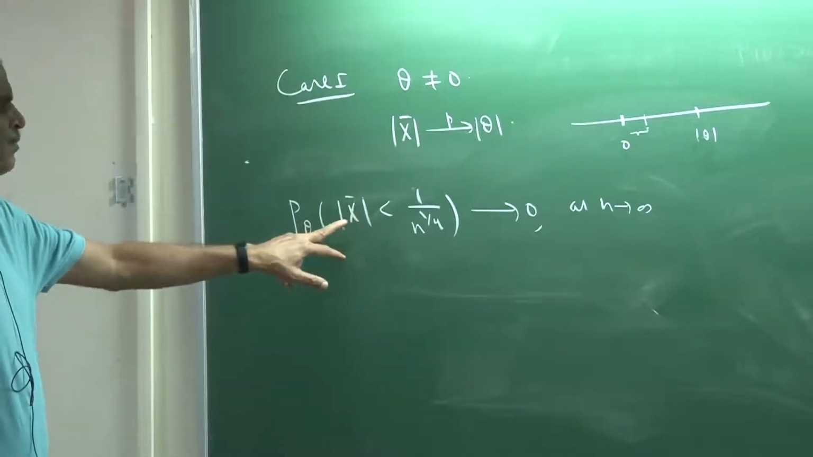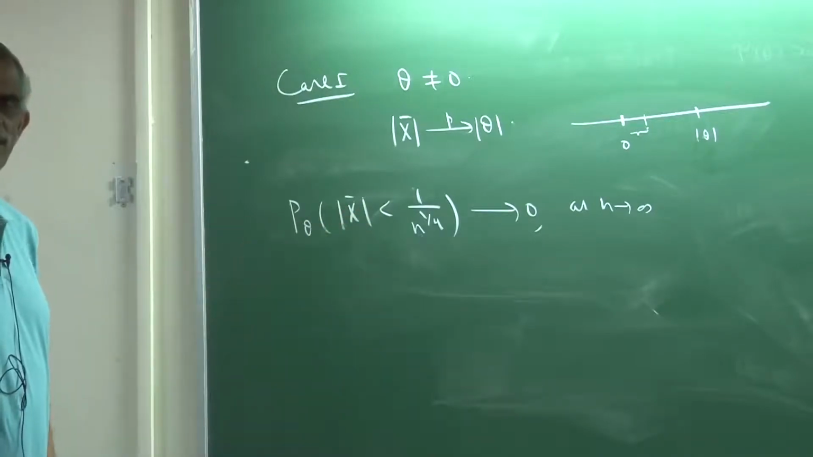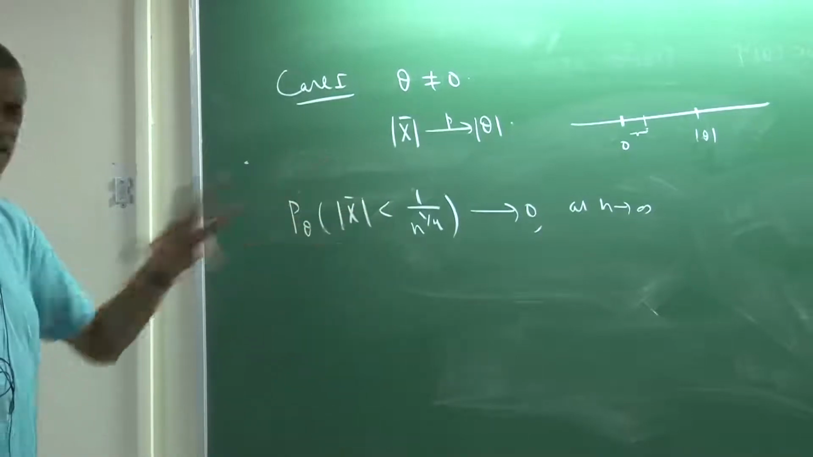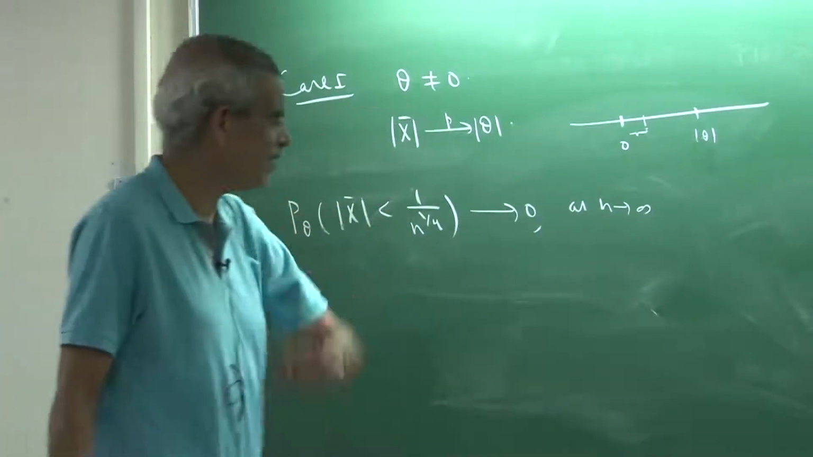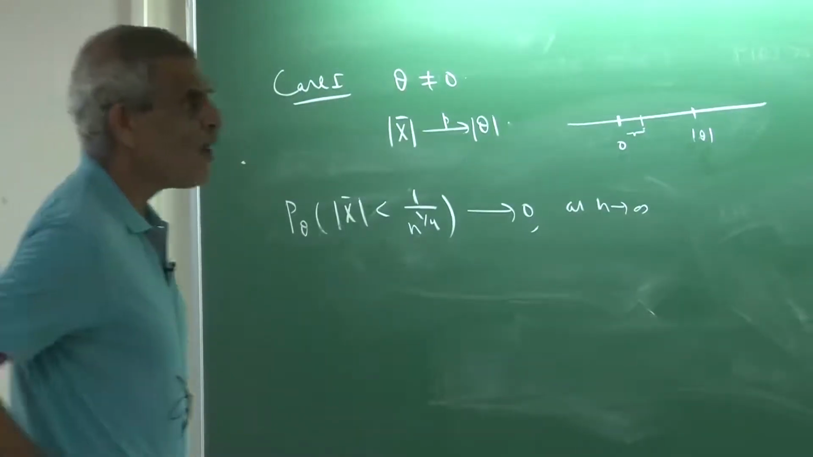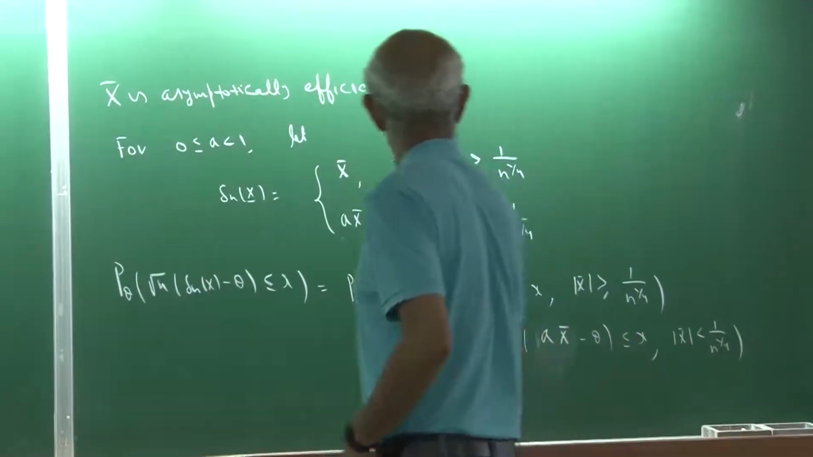This is the same as x bar lies between minus 1 upon n to the power 1 by 4 and 1 upon n to the power 1 by 4. You know that x bar is normal theta, 1 by n. You can write down exactly that probability and calculate it. But I have given you a heuristic argument. Okay, so what happens is this probability is going to 0.